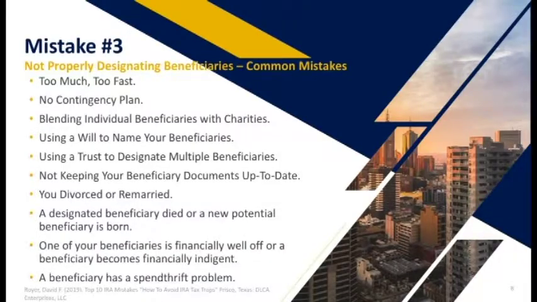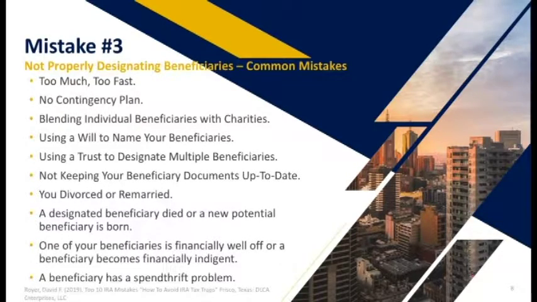Well, let's look at mistake number 3. Mistake number 3 is not properly designating beneficiaries, and these are common mistakes. One is taking too much too fast. Think about a young person who inherits this large amount of money. They've never dealt with money. Right. And all of a sudden they've got all this money and they don't know what to do with it. Then sometimes they do take too much too fast and don't know how to make it stretch.